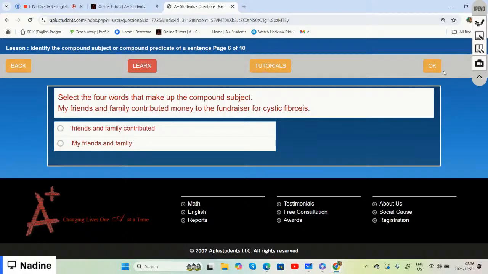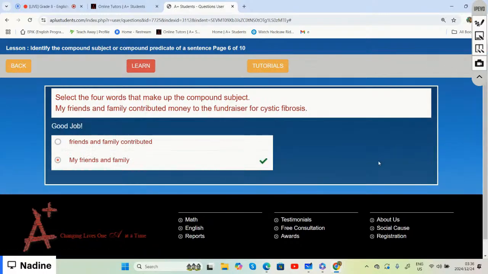And if we were to select the four words that make up the compound subject, then we can say my friends and family. All right.